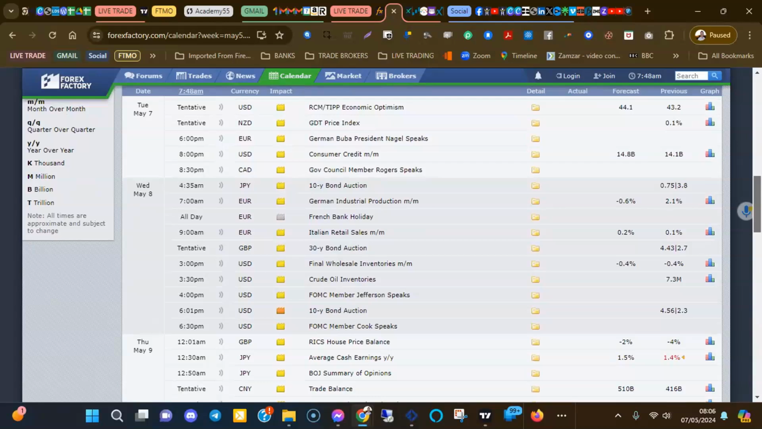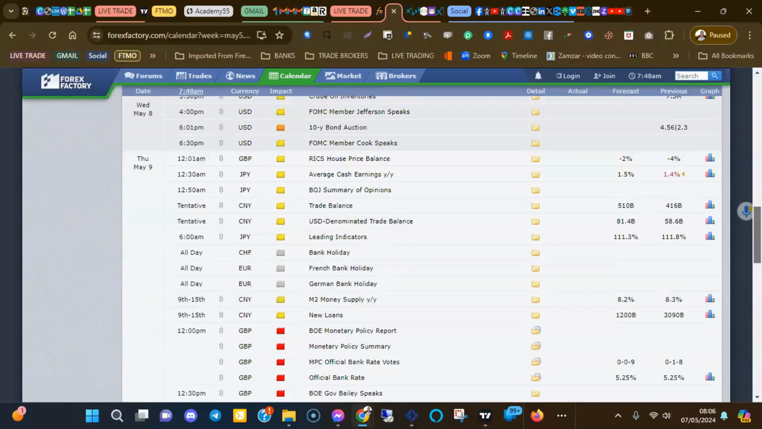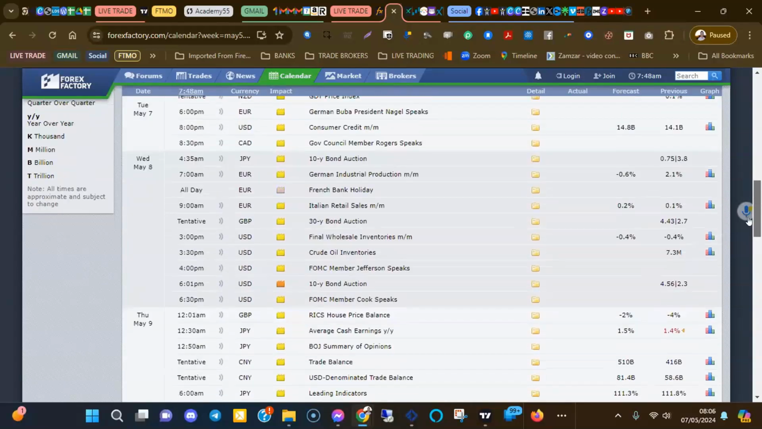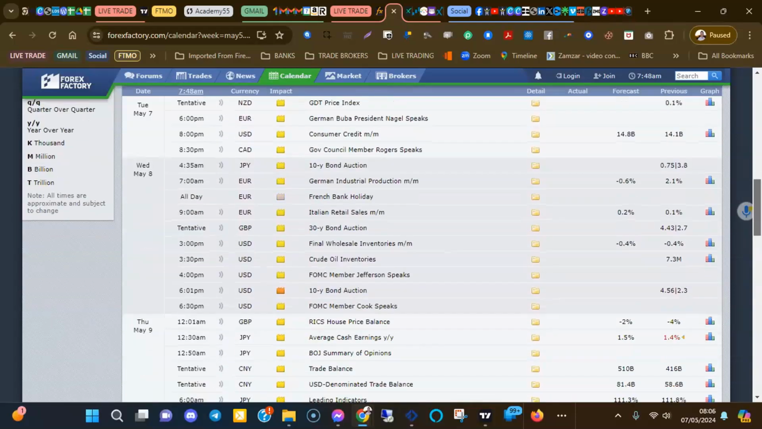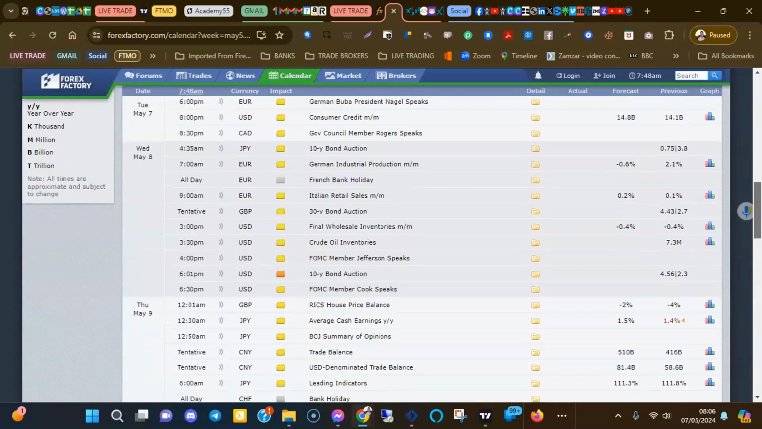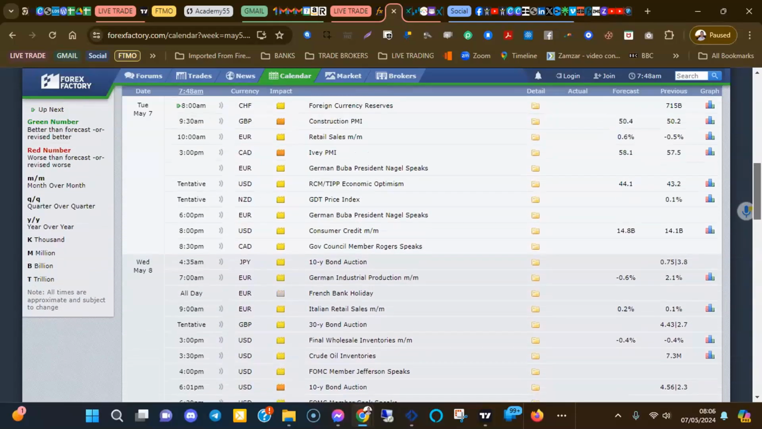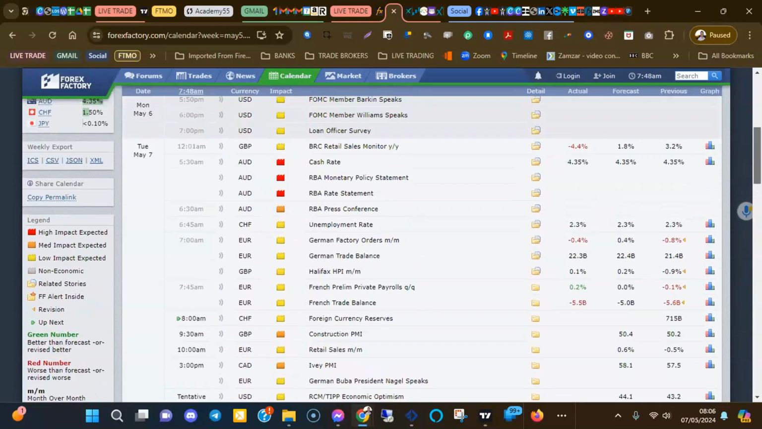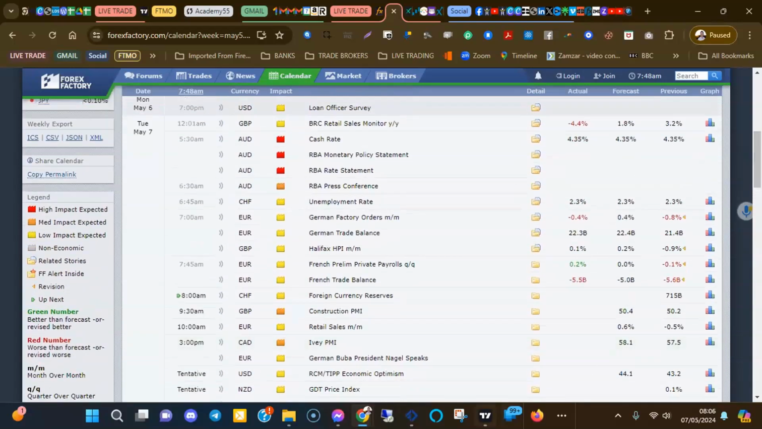As you can see, tomorrow we have a French bank holiday, but that's only part of the Euros. So this is a small part of the Euro. It's not crucial. Anyway, let's get back to where the action is.